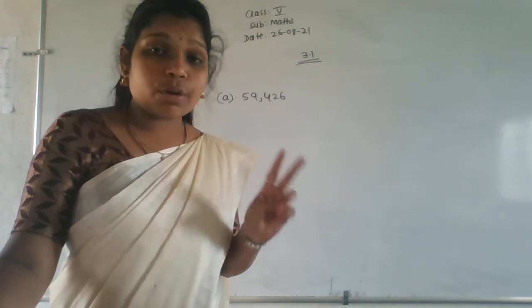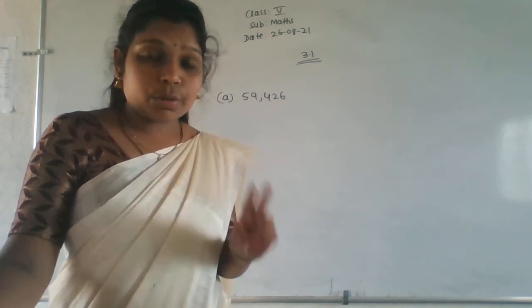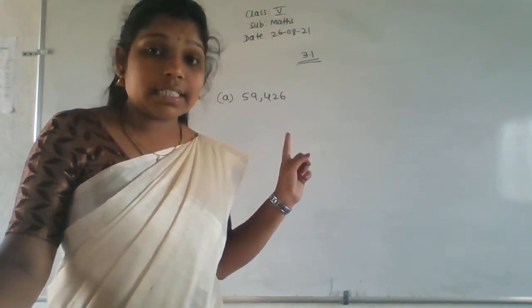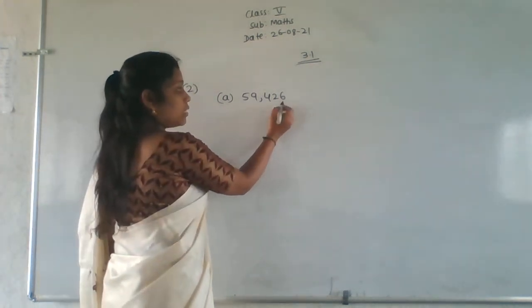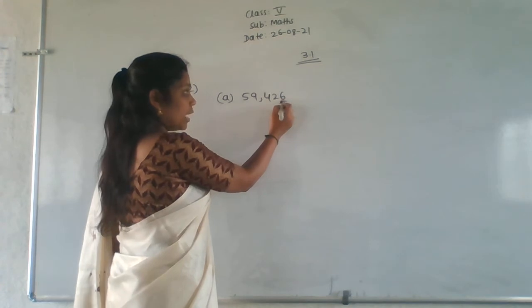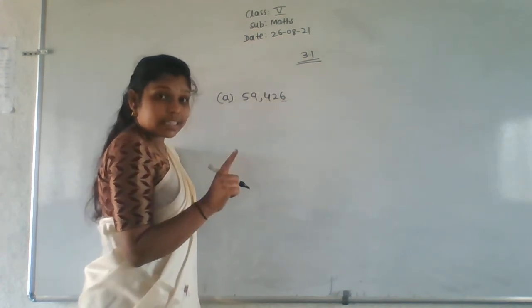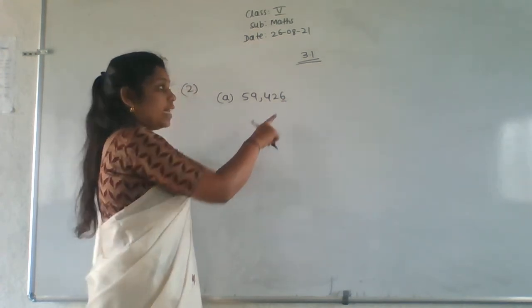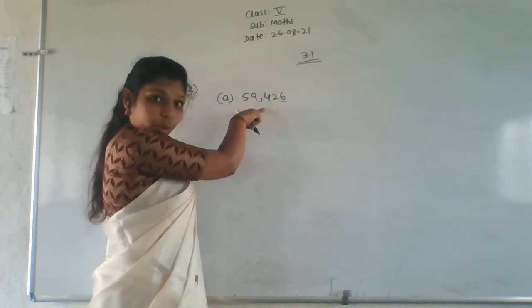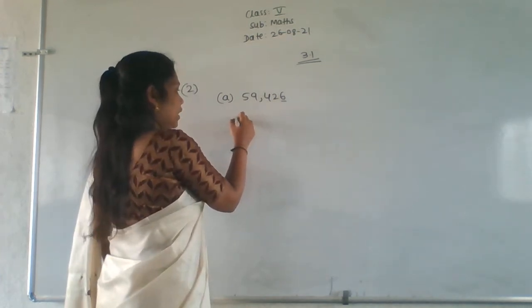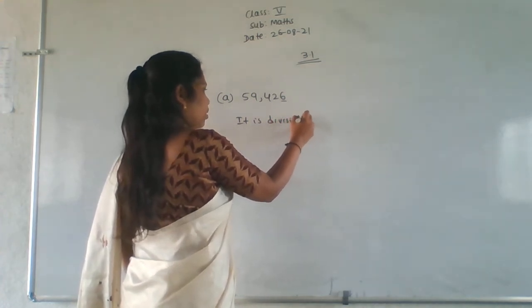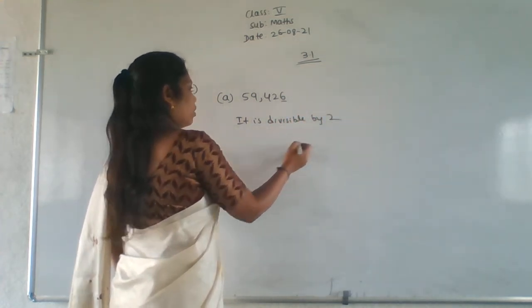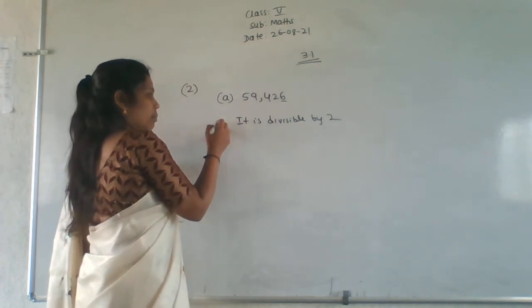What is the divisibility for 2 here? Divisibility for 2 is nothing but the last digit must be an even number, right? Now observe, last digit is a 6, right? So whether 6 is an even number? Yes. Then it must be divisible by 2. It is divisible by 2.